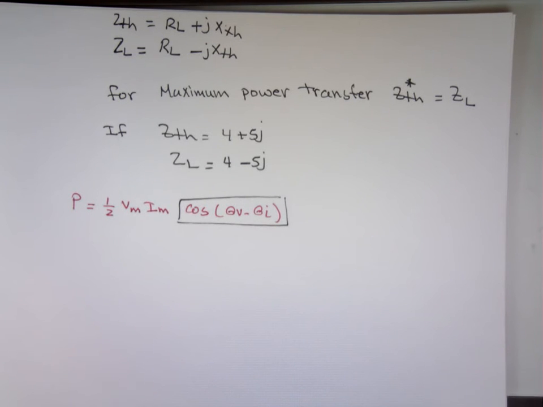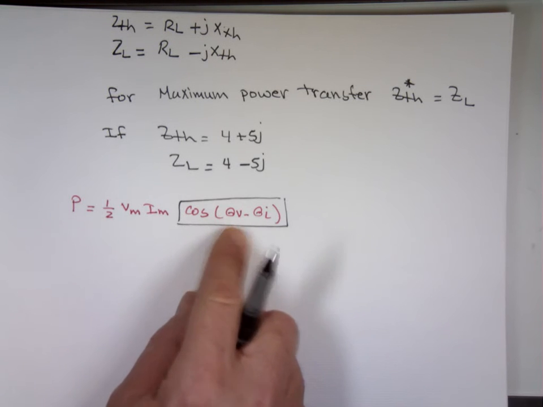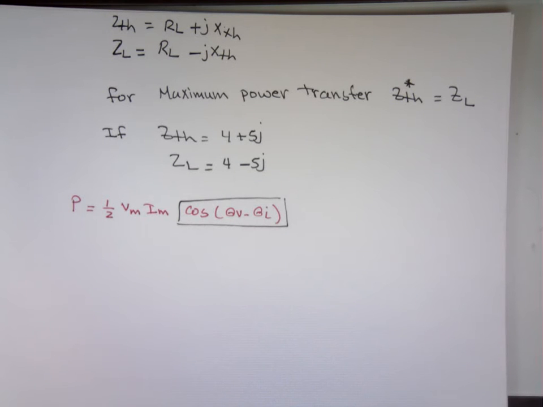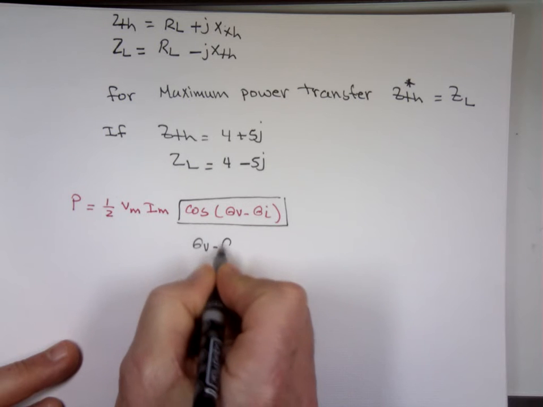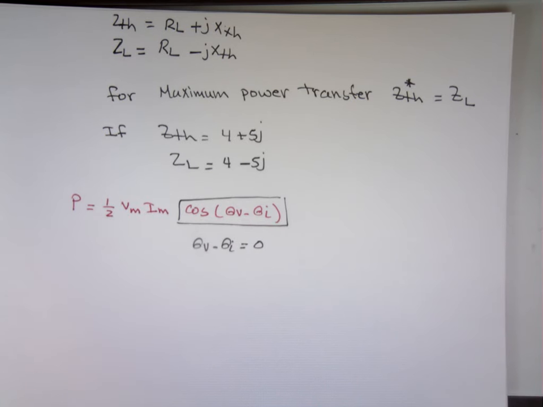The cosine. Any cosine function. What's the biggest value cosine can have? Cosine is 1. That's the biggest number the cosine can be. So if you want that number to be the largest number possible, you want that to be 1. Well, for that to be 1, cosine of what angle will give me a 1? 180? Try again. That's negative 1. 90? 90 is 0. Oh, 0. You want theta V minus theta I to be actually a difference of 0 degrees. There is no difference in the phase shift.